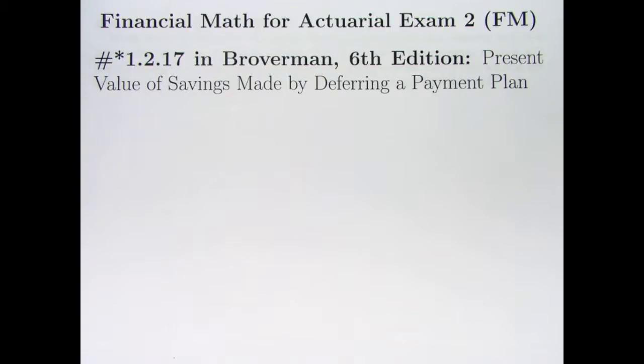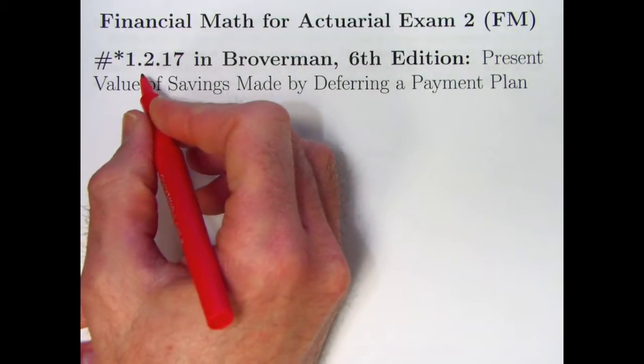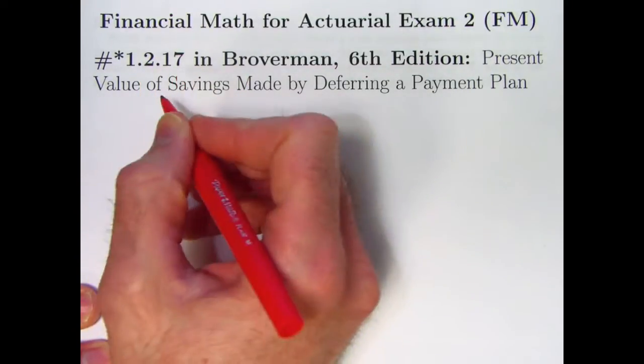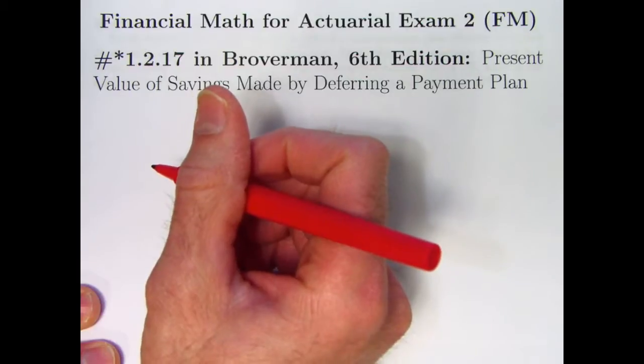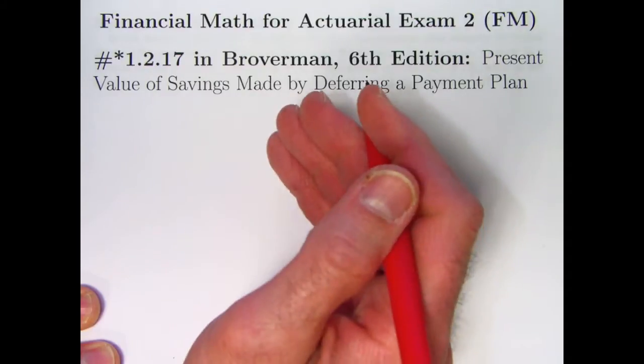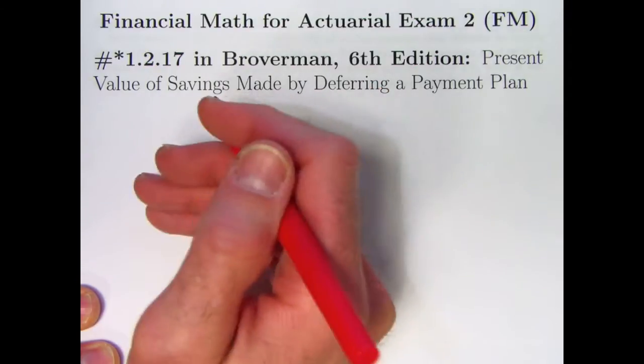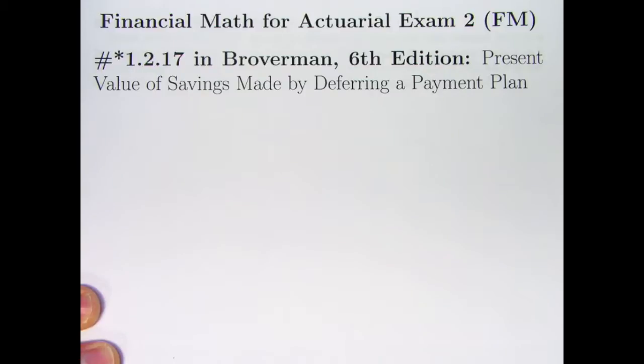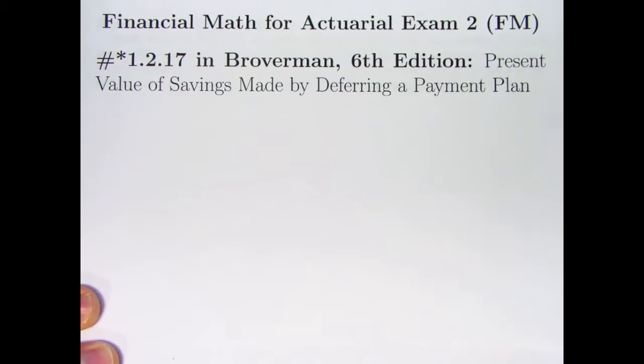Hi everyone. In this video on financial math for Actuarial Exam 2, we're going to take a look at problem 1.2.17 in Broverman. It's a starred problem rather than an S problem. Remember, S problems correspond to problems on old exams. Starred problems are a little more difficult than typical, with a bit more depth, although I don't think this particular one is too difficult.